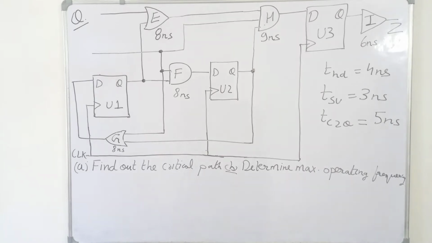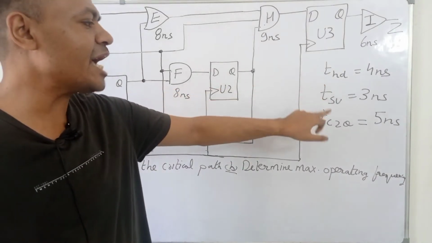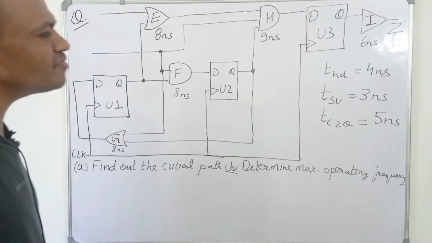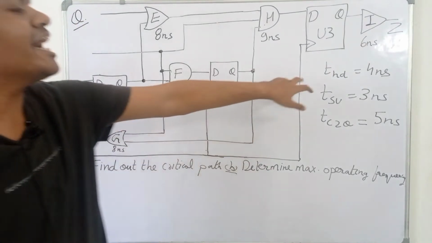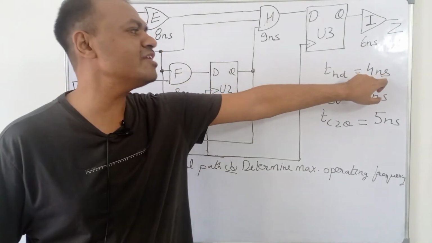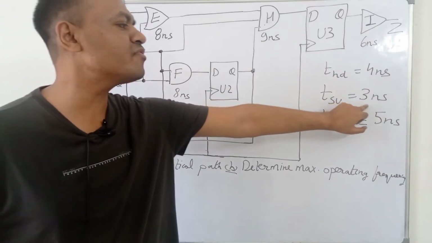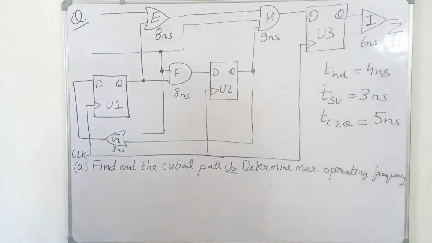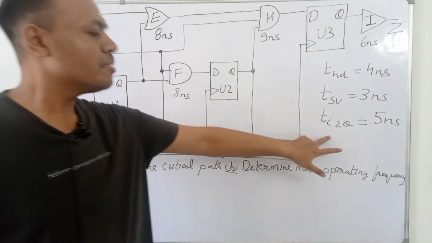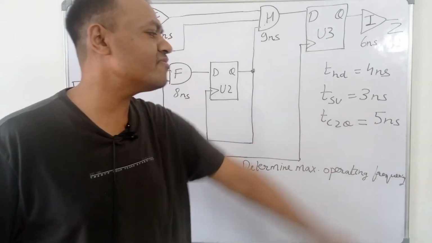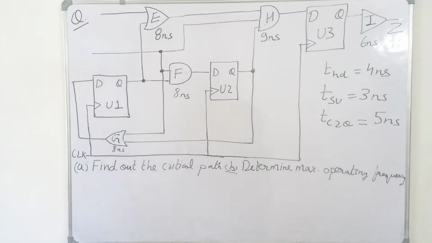Then we are given three flip-flops, and the hold time, setup time and propagation delay of all the flip-flops are the same. Hold time of all these three flip-flops is equal to 4 nanosecond, setup time of all these flip-flops is equal to 3 nanosecond, and the propagation delay of all these flip-flops is 5 nanosecond. And this is the clock signal.